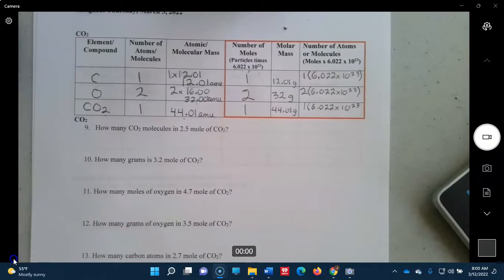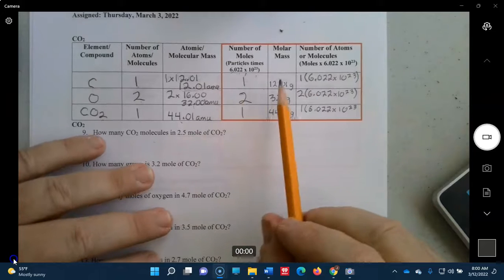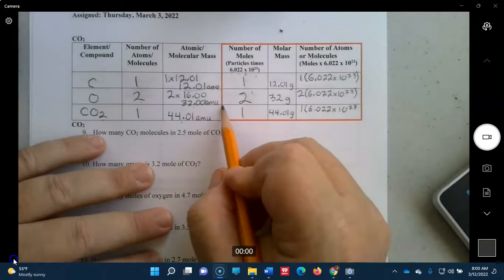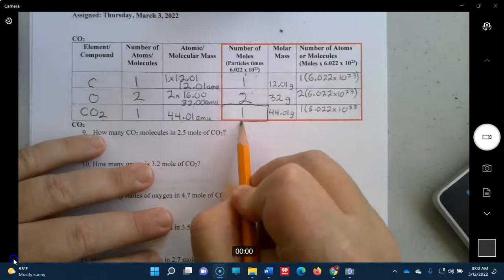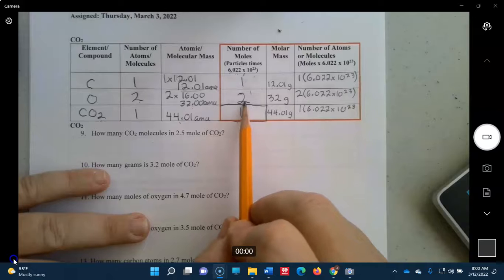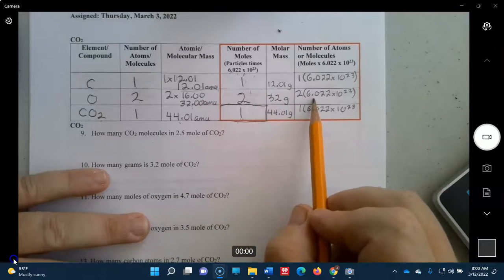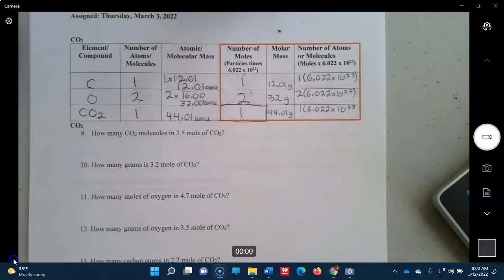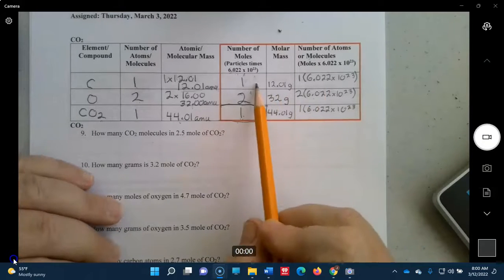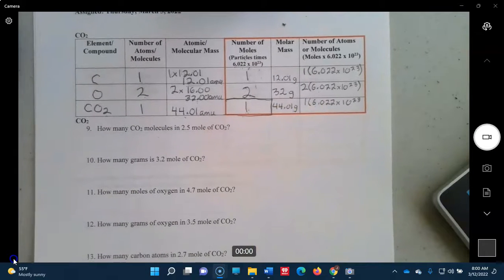Okay, so now we have our table filled out. What's in this big red box is everything in terms of numbers of moles, molar mass, number of atoms that applies to 1 mole of CO2. So if I want 2 moles of CO2, I need twice as much of this, twice as much of this, twice as many of these, twice as many of these. You just multiply by 2. Okay? You need this many ingredients to bake 1 cake. If you want 2 cakes, you need twice this many ingredients. If you want 10 cakes, you need 10 times. That's all there is to this. It's really not that hard.